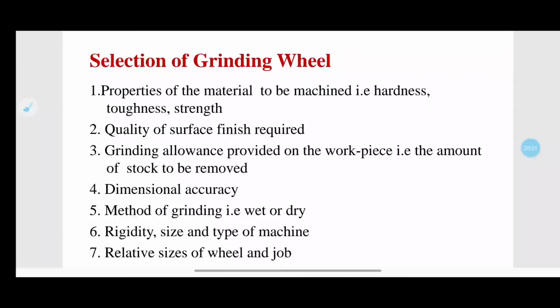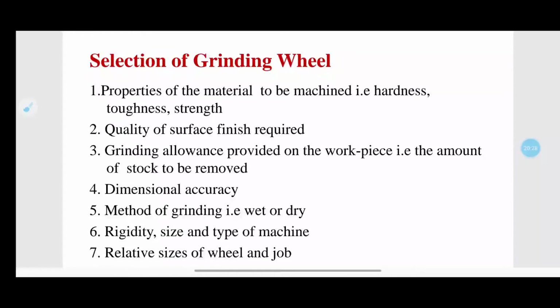Next one is the selection of grinding wheels. People will select the grinding wheel because different types of grinding wheels are there for different types of materials. So the properties of the materials to be machined, for example hardness, toughness, strength, and quality of the surface finish required. Basically, based on the quality of surface finish they require, they will choose different types of grinding wheels.